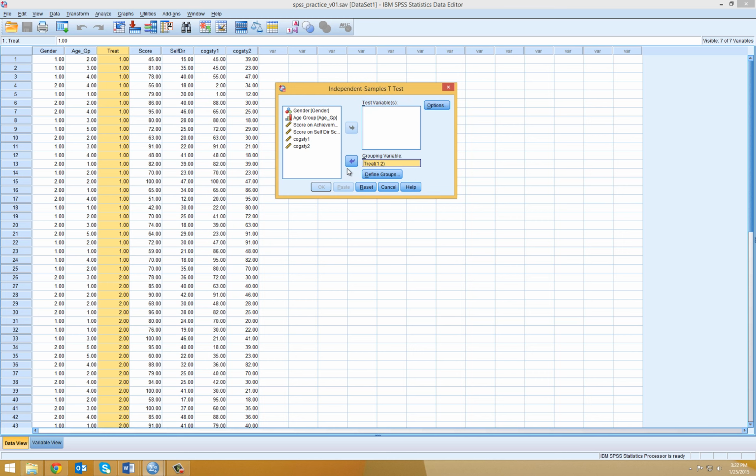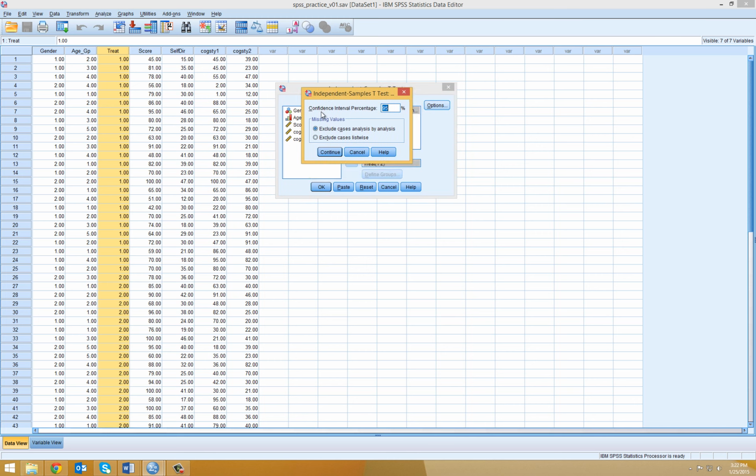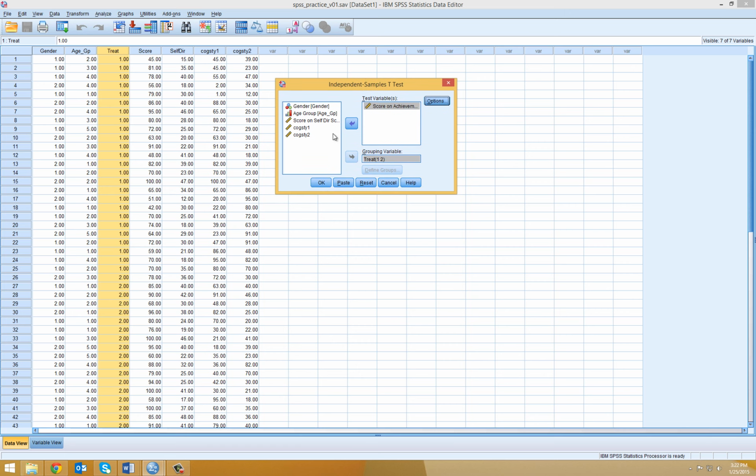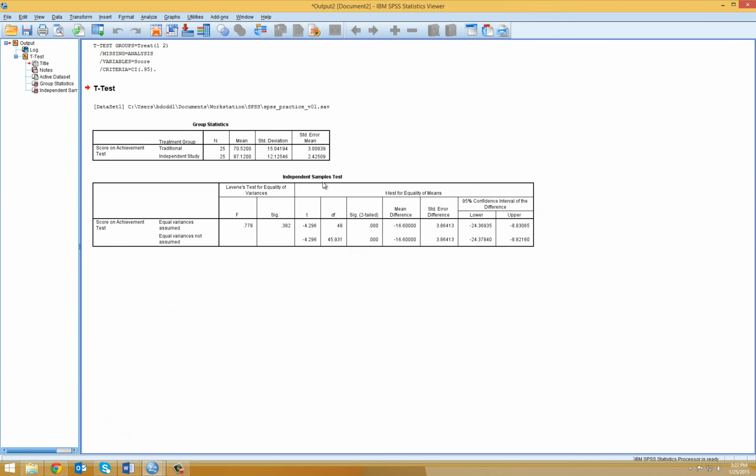And I'll select Continue. And now for my test variables, I need to look at the score on the achievement test, which is what I'm interested in. So once I have those, I'm going to go to my Options window. And this is my confidence interval percentage, which is the level of statistical significance that I'm going to flag these relationships at. So I'll select Continue because 95 is 0.05, which is a common practice in educational research. And then I'm going to select OK.